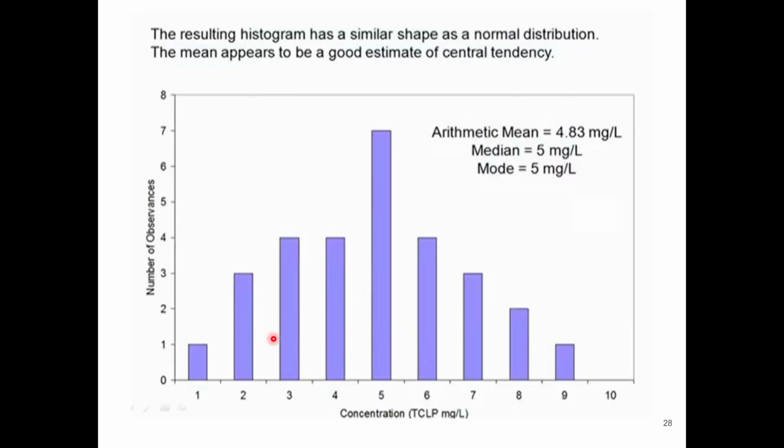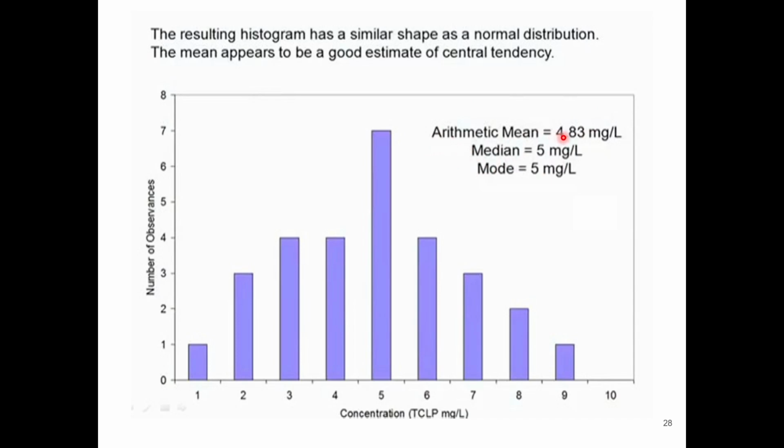If we plot this data as a histogram and look at the distribution, we will find that the resulting distribution has a shape similar to a normal distribution. It is almost similar. Okay, it is like this and it is like this. The mean appears to be a good estimate of the central tendency. That can be seen from here also, that it is a normal distribution. The mean, median and mode are almost all equal.